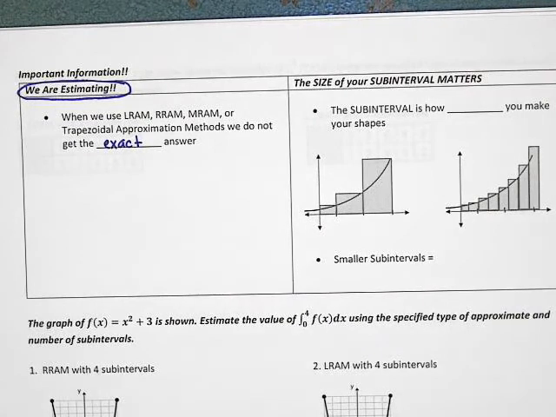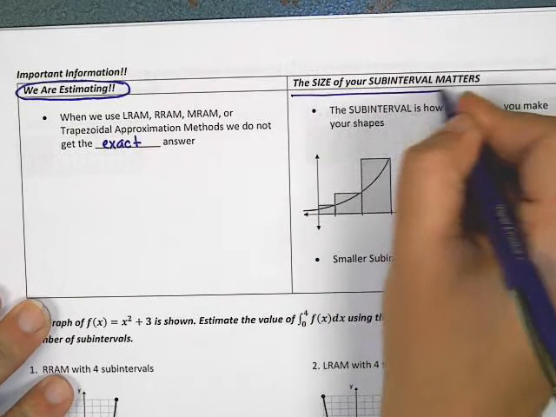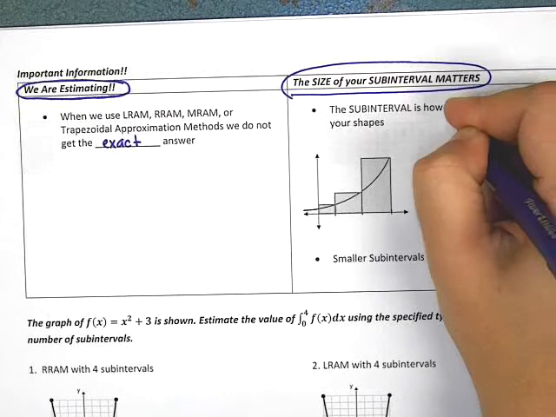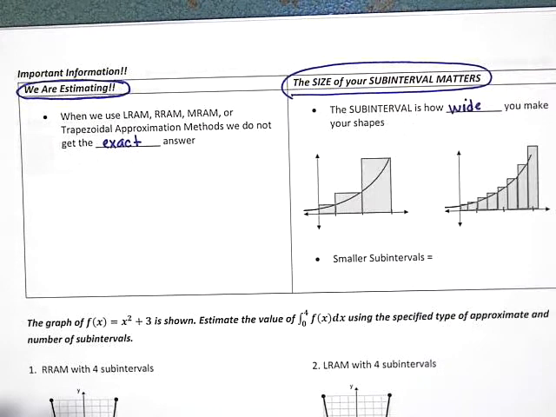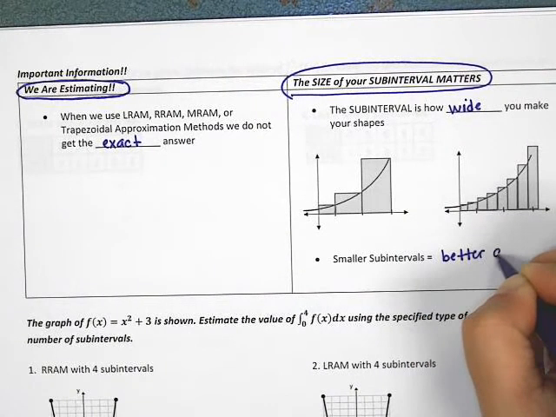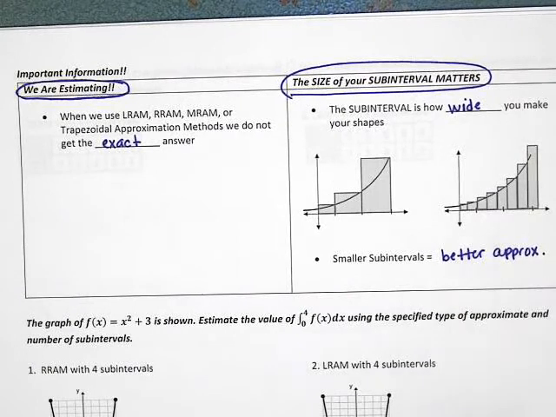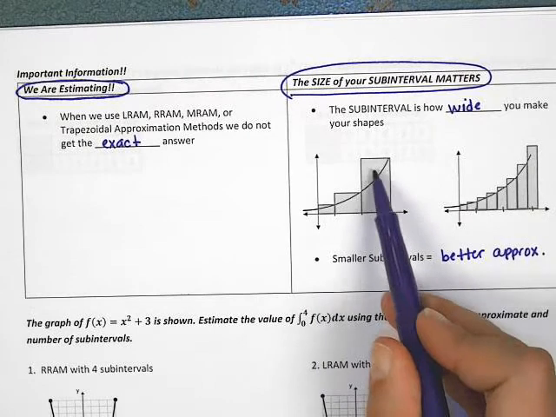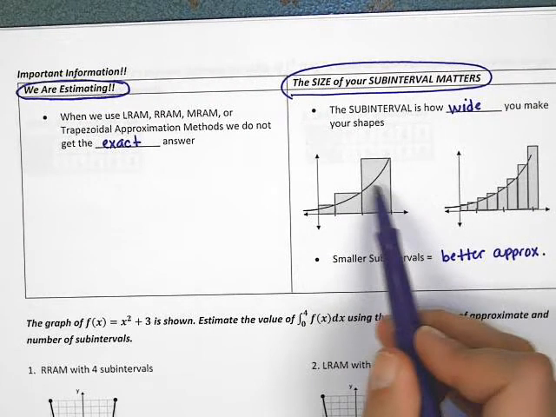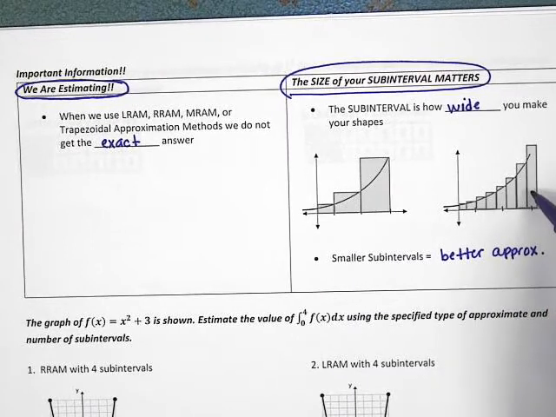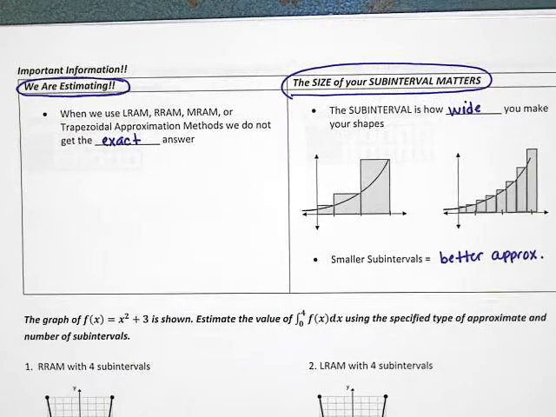The size of your subinterval matters. This is also a second really important key information. The subinterval is how wide you make your shapes. If you have smaller subintervals, you have a better approximation to the actual area. We saw this in our examples that we tried today in class. When we only had 3 rectangles, we had a lot of extra stuff hanging over. This wasn't a very good estimate. But when we made the rectangles narrower and we made more of them, we had less extra stuff hanging over. Our estimate got better.